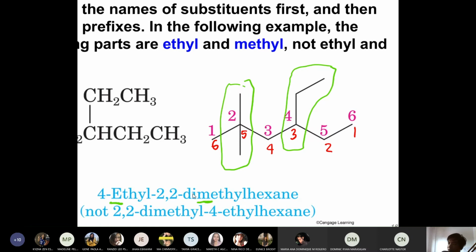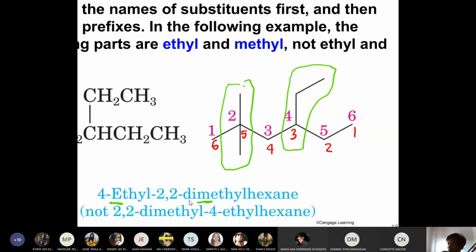By the way, yung ating Greek prefixes na di, tetra, tri, hindi mo sila isasama sa alphabetic arrangement. Kasi di ba mauuna yung D before the E. Pero again, hindi siya i-consider kasi prefix lang siya, sabit lang siya. So hindi mo isasama yung di. Ang basis mo for arrangement would be the methyl, not the di.